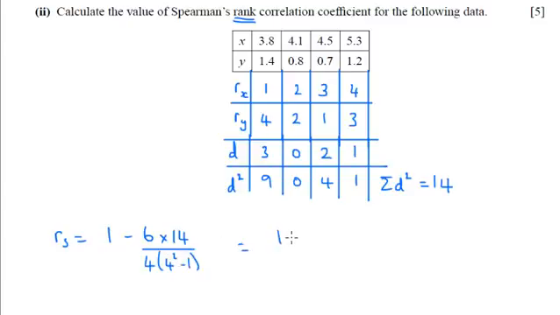So that's 1 minus, well, we could just type all that in on the calculator. 6 times 14 over 4 times 15 gives me negative 0.4.